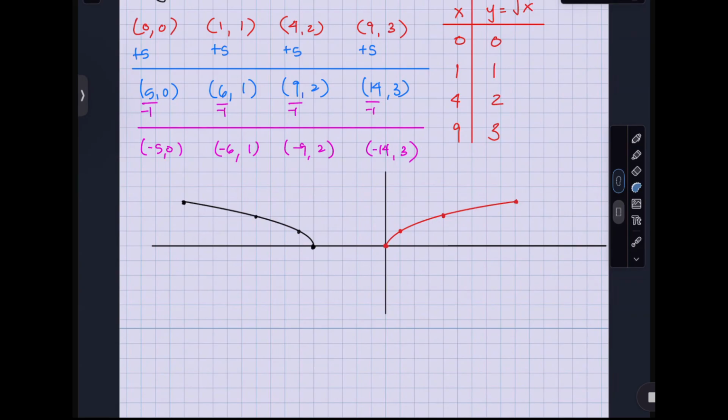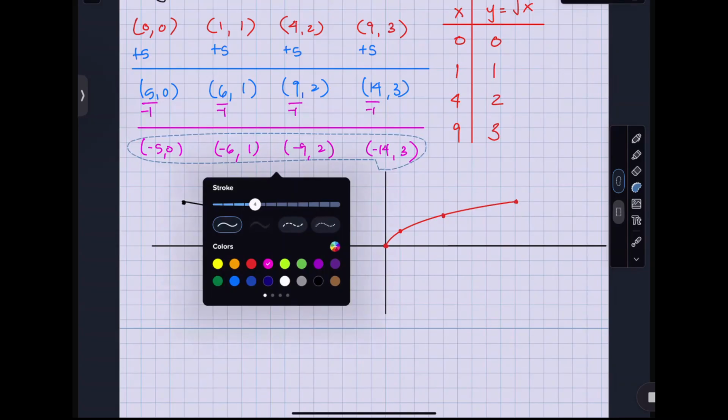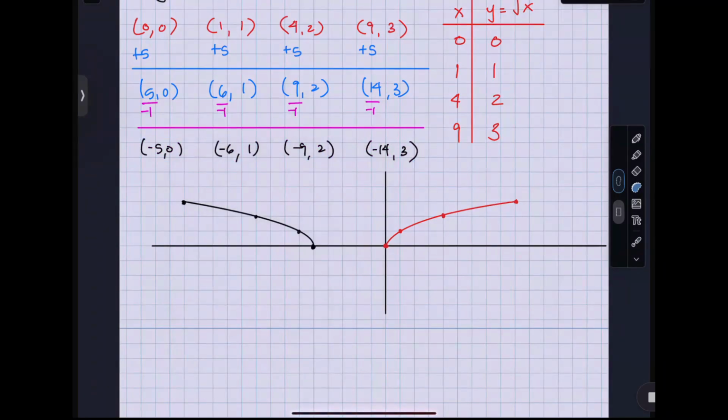When you're graphing, are you just graphing the points with the 5 and the 0 and then the negative 5, 0 points? No, not the 5, 0. The red and the black.